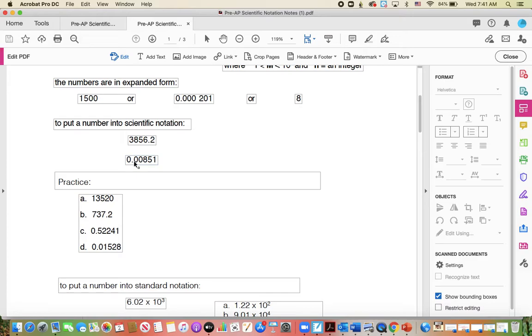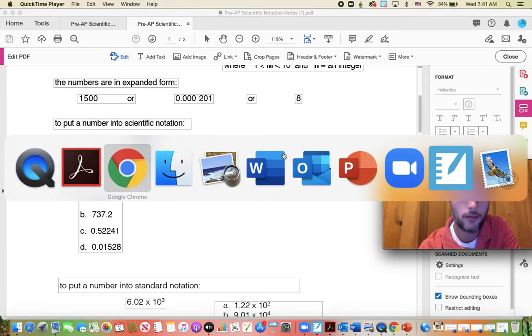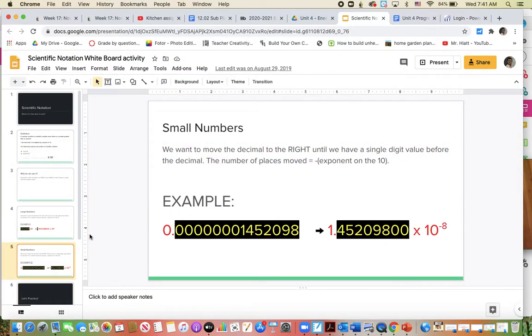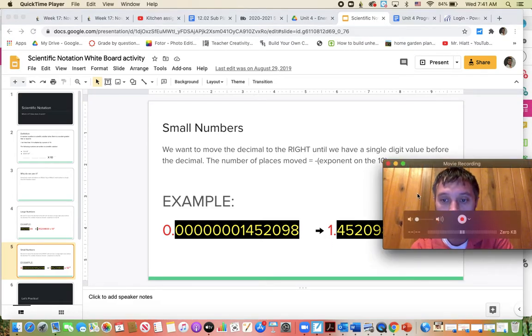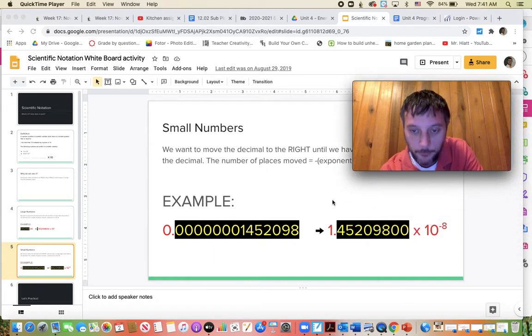For small numbers, let me switch back to my notes page here. With small numbers, same kind of setup here. Black and gold is everything after the decimal this time. Red is everything before the decimal. So to get into scientific notation, I want to write my number so that there's only one number to the left of the decimal, and then count my times I had to move. So I'll start here, and I'll go all the way to that 1.